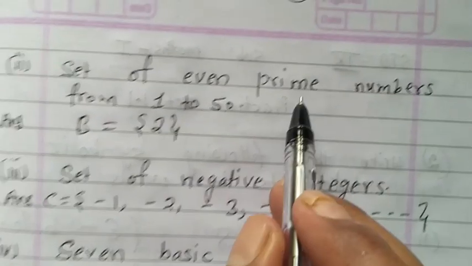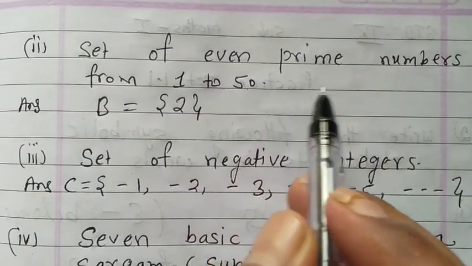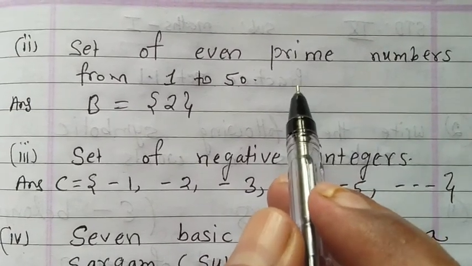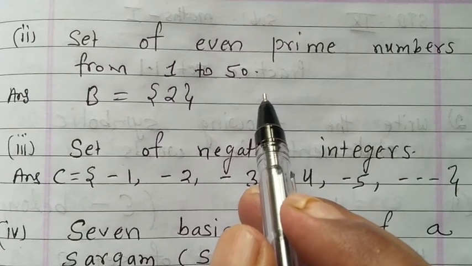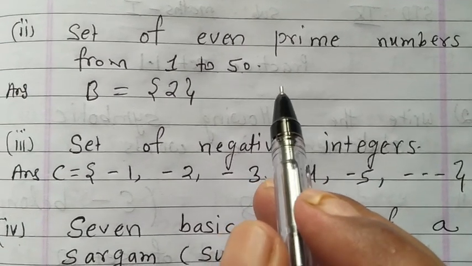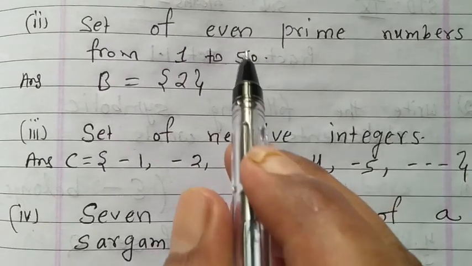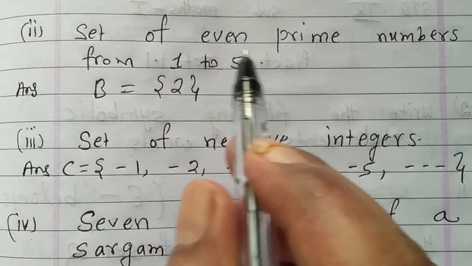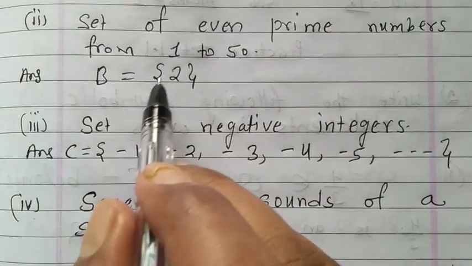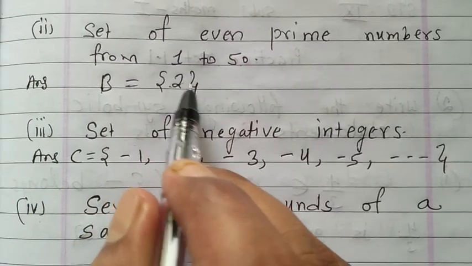Now come to the second question. Set of even prime numbers from 1 to 50. Now first come to the prime numbers. So what are the prime numbers? The numbers that are divisible only by 1 and itself. So what are the prime numbers? 2, 3, 5, 7, etc. But here it is asked even prime number. So there is only one even prime number. How to write? That is 2. So B is equal to curly bracket 2.